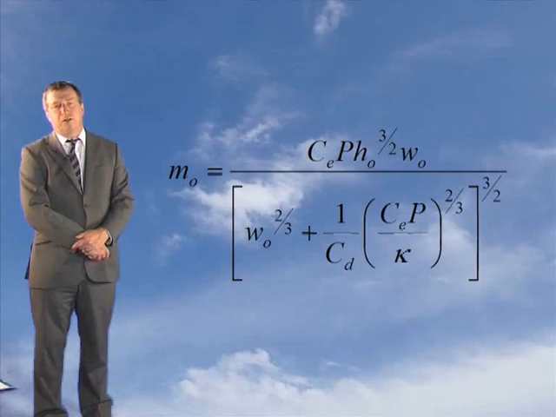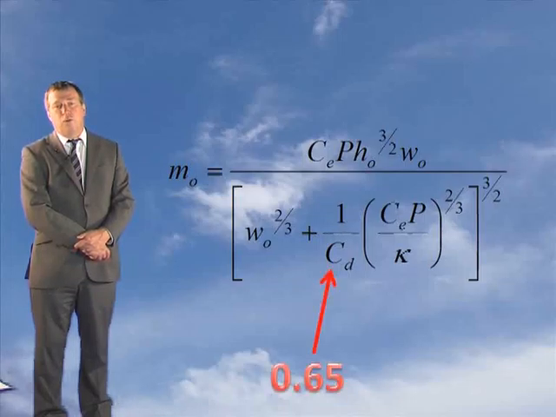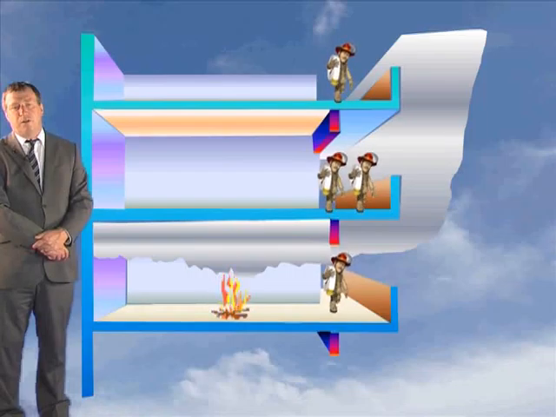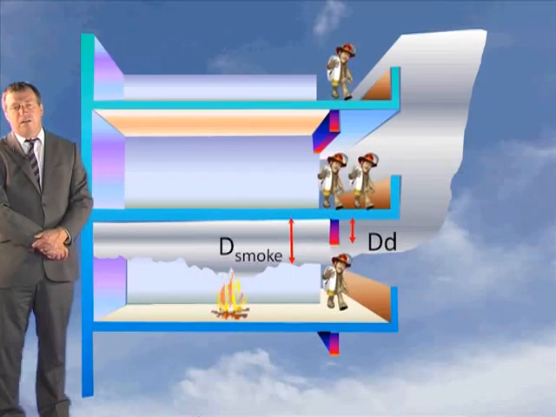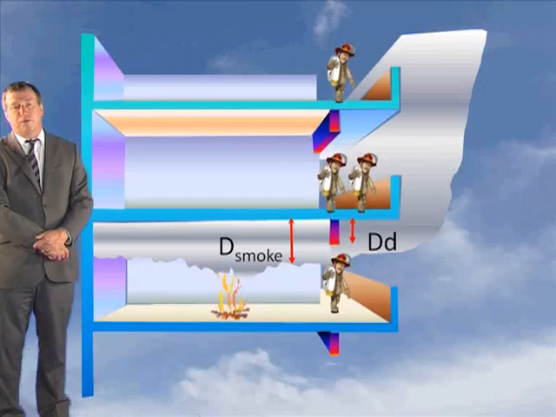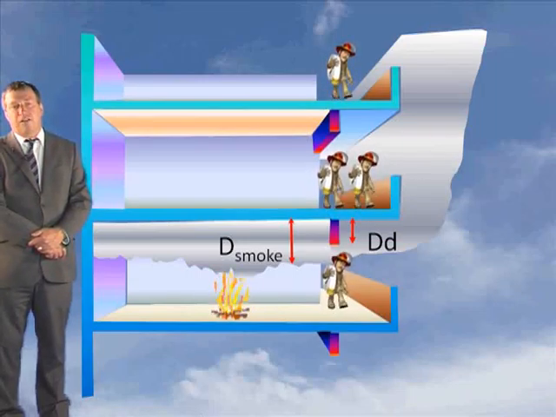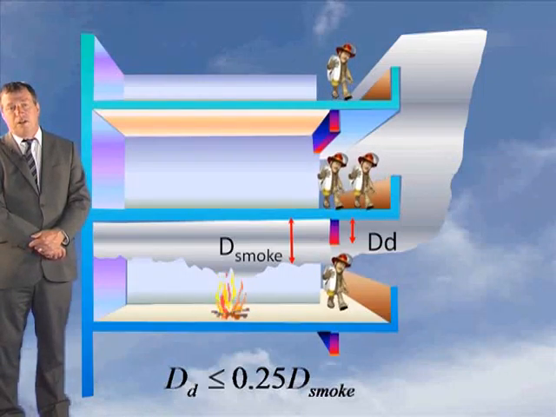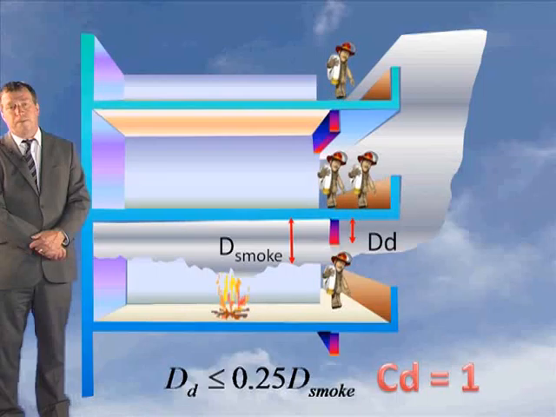An initial approximate assessment is made of MO, the amount of smoke that's leaving the opening, and this is calculated using the value of 0.65 for CD. Then an approximate assessment of the depth of the smoke at the opening is made using this equation, still with CD being equal to 0.65. A comparison is then made between the depth of the downstand at the opening and the depth of smoke predicted by this simplified formula. If the depth of the downstand is equal to or less than 0.25 of the predicted depth of the smoke, then the value of 1 is assigned to CD.